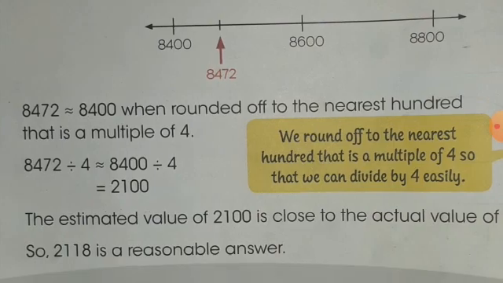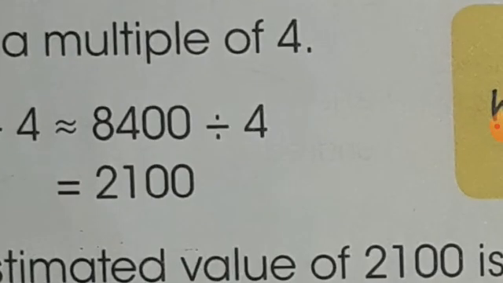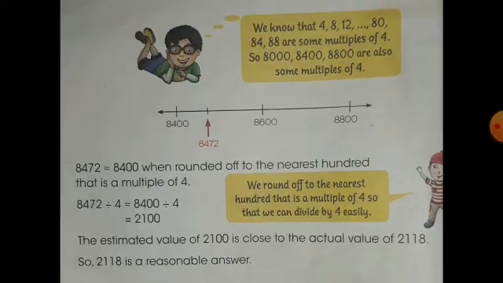4 2s are 8, 4 1s are 4, 4 0s and 4 0s. The estimated value of 2100 is close to the actual value of 2118. So the answer is reasonable. Now we will solve this on a whiteboard.